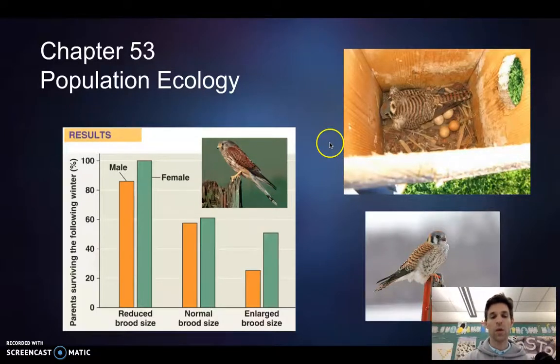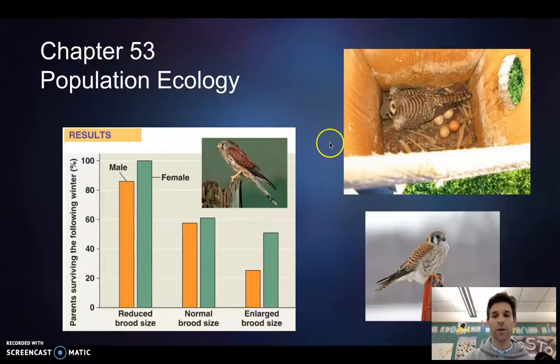Not surprisingly, when you enlarge the brood size, the survivorship of the mother and father bird actually goes down into the next year. They're spending so much energy caring for those eggs and caring for those new young birds that it's actually to the detriment of the mother and father bird. And then, of course, normal brood sizes see normal survivorship.